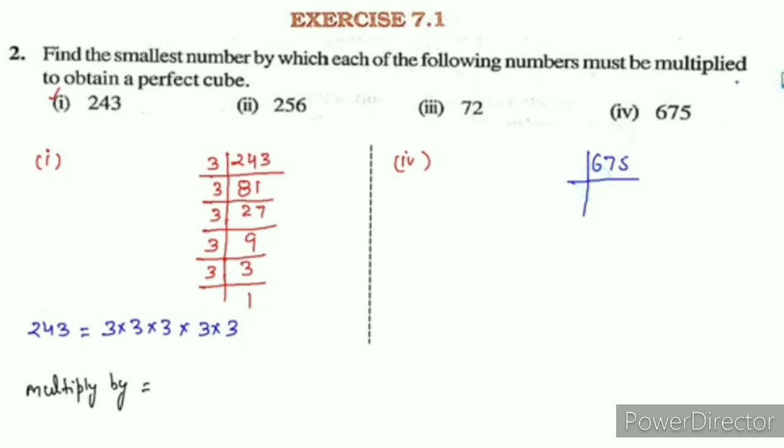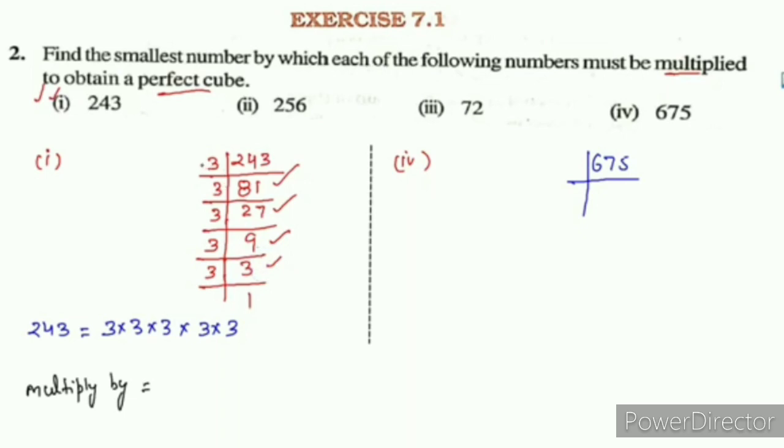Second one, find the smallest number by which each of the following numbers must be multiplied to obtain a perfect cube. See, given numbers are non-perfect cubes. Already we learned in square numbers, right? Which are the numbers not existing in pair? We are multiplying by that number. The same method here also we should follow. That's all, very simple.